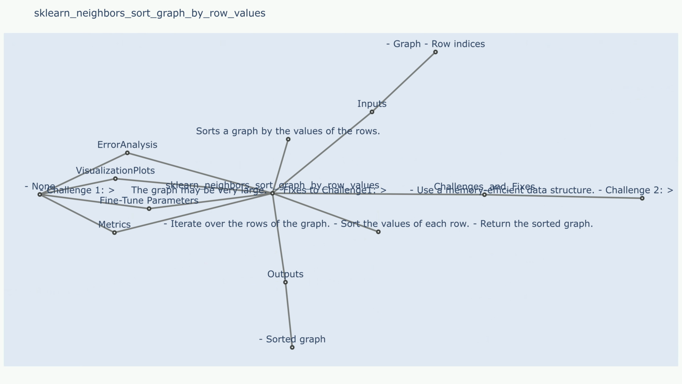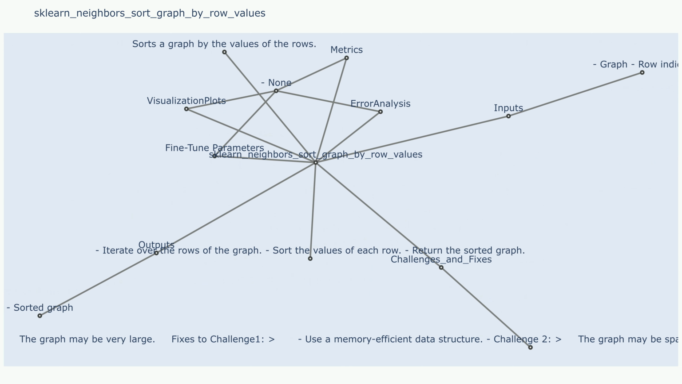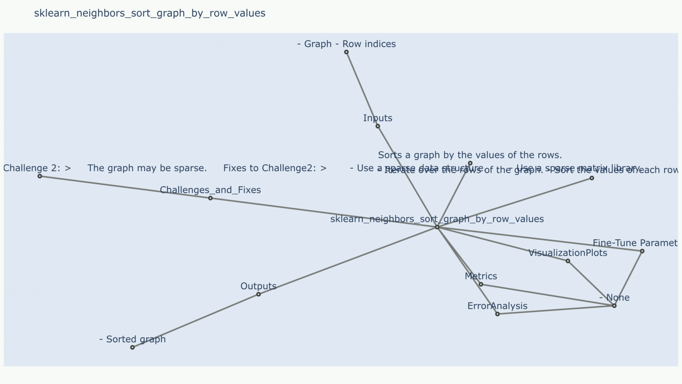The function sorts the graph by the values in each row, arranging the indices of neighbors in ascending order of their distances from the data point, represented by the row inputs. Graph: a connectivity graph. This is typically represented as a NumPy array or a SciPy sparse matrix, where each row corresponds to a data point and the columns represent the indices of its neighbors.